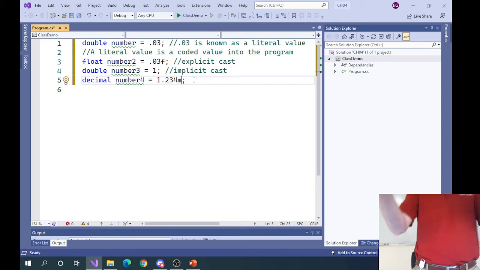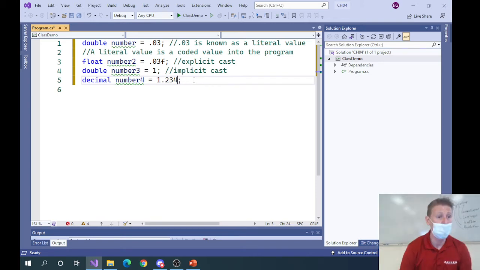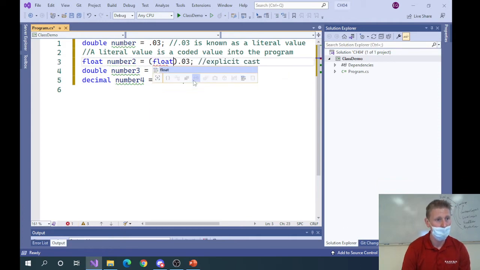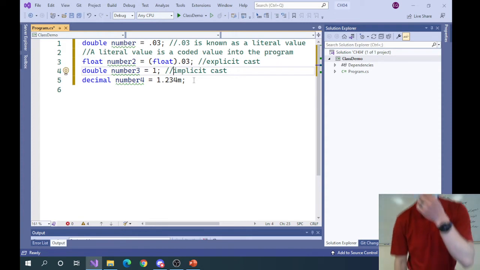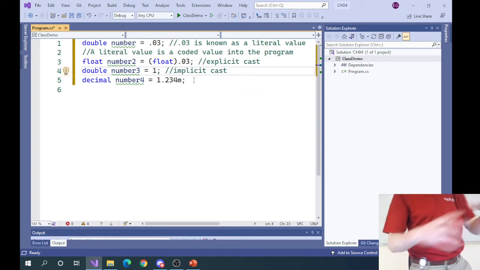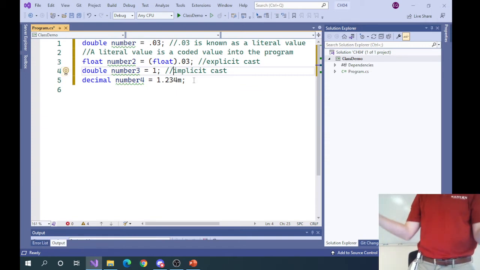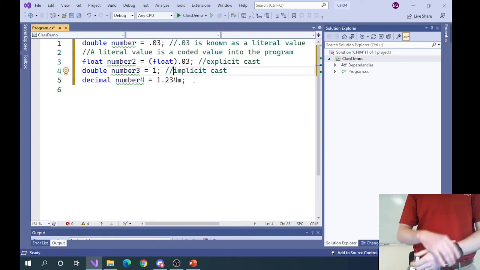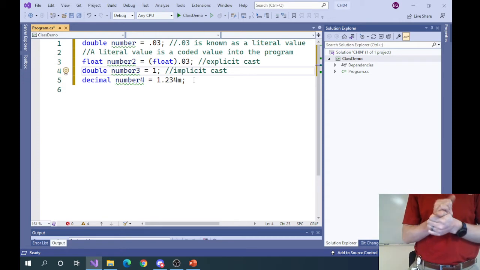There are other ways to do explicit casts, not just putting a letter. I'll give you another way of doing an explicit cast. You could just do something like this. In a lot of cases, now that doesn't work here, but I believe it will work on the float though. So this is another way of doing an explicit cast. Instead of just putting the letter F in front of it, you put the data type in parentheses before it. And it does the same thing, it converts the data types.